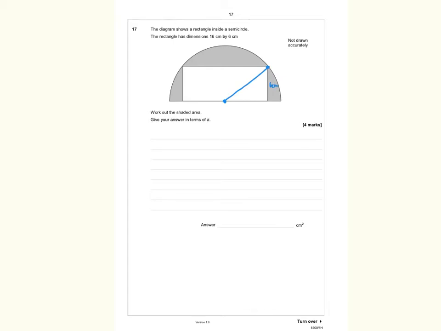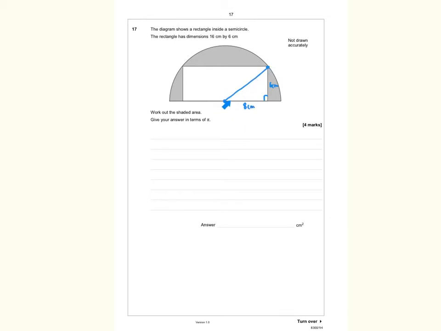Now I can see that it will be symmetrical here, so this must be 8, because 8 and 8 makes 16. And remember we said that this is a right angle. Now if this is 8 and that's 6, then we use Pythagoras' theorem to find this. So 8 squared add 6 squared. The square root of that will give me the radius.